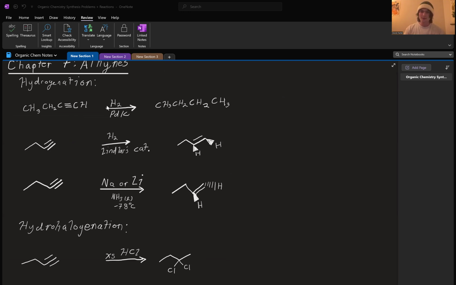So we're gonna start into hydrogenation. We have three forms of hydrogenation. The first one uses H2 and Pd/C to take an alkyne all the way to an alkane.